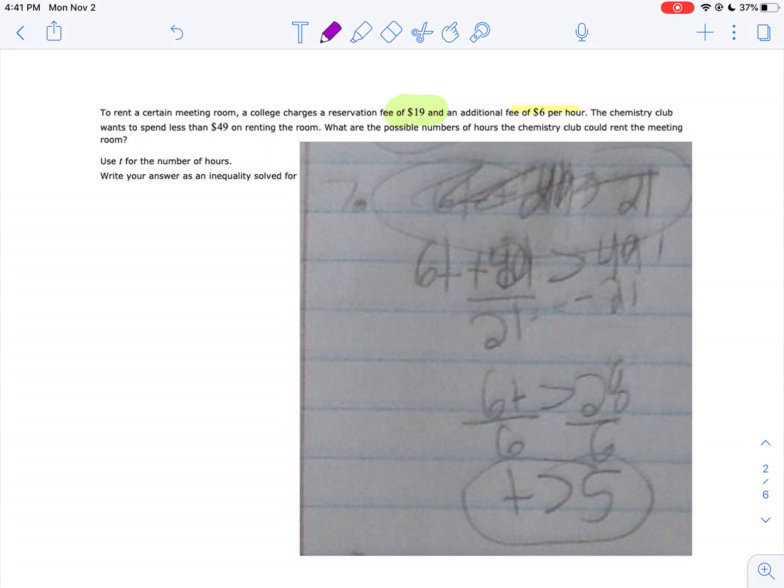So I like what you said here, 6T, because you're paying $6 per hour, but I got confused on the 21. Because it's $19 we pay for the reservation fee, and we want to spend less than $49. That's what I wanted to see. So the 21 confused me. I think it confused you too.